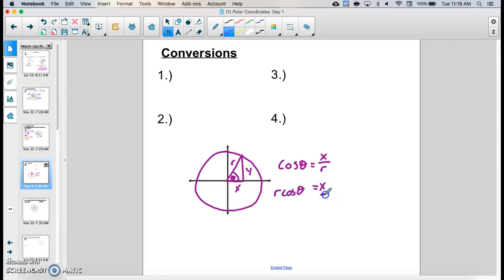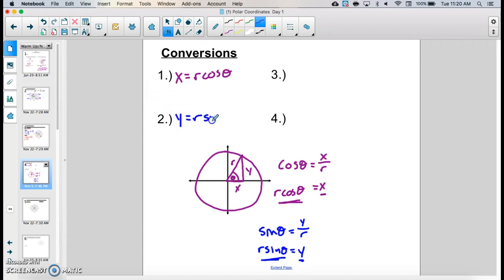So notice this side is rectangular, this side is in polar, so that is one of my conversions. x equals r cosine theta. So that's one way we can do a conversion. If I had done sine instead, sine theta equals opposite over hypotenuse. So that means r sine theta equals y. So once again, right side's in rectangular, left side's in polar. So my next conversion is y equals r sine theta.